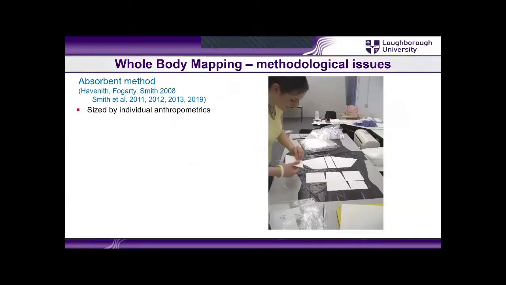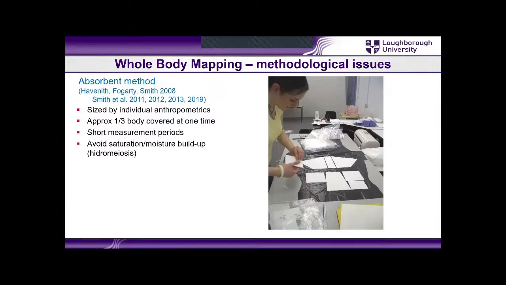So just to show you the principle of this, what you see here is one of our students at the time, this was for the experiment we did in 2008, having prepared the cutouts for the different body parts, and she's now placing this on a plastic sheet, and that's what we need for fast application, as you'll see in a minute. So all the patches are sized by individual anthropometrics. We would only cover a third of the body at one time, in order not to overheat the person if they can't evaporate in that period. So we need short measurement periods, and we need to avoid saturation and moisture buildup.